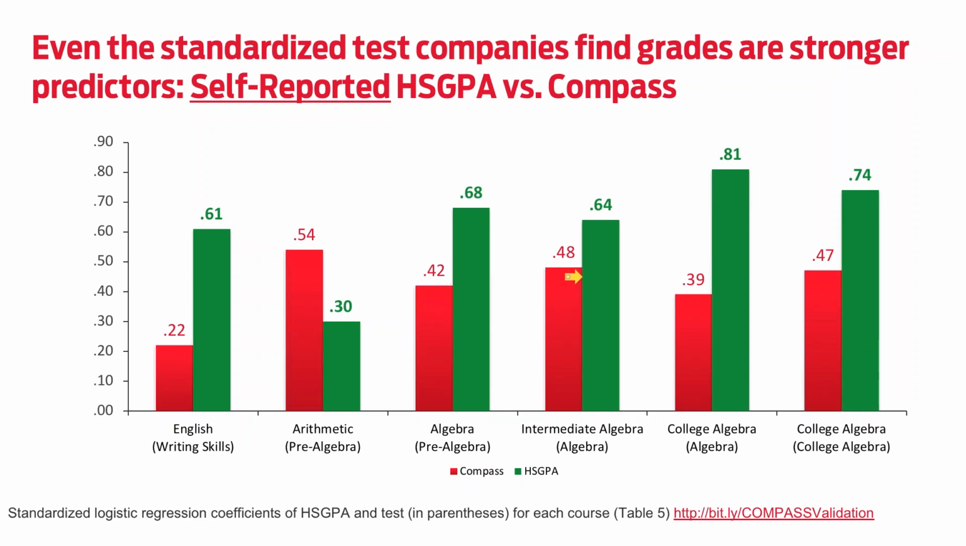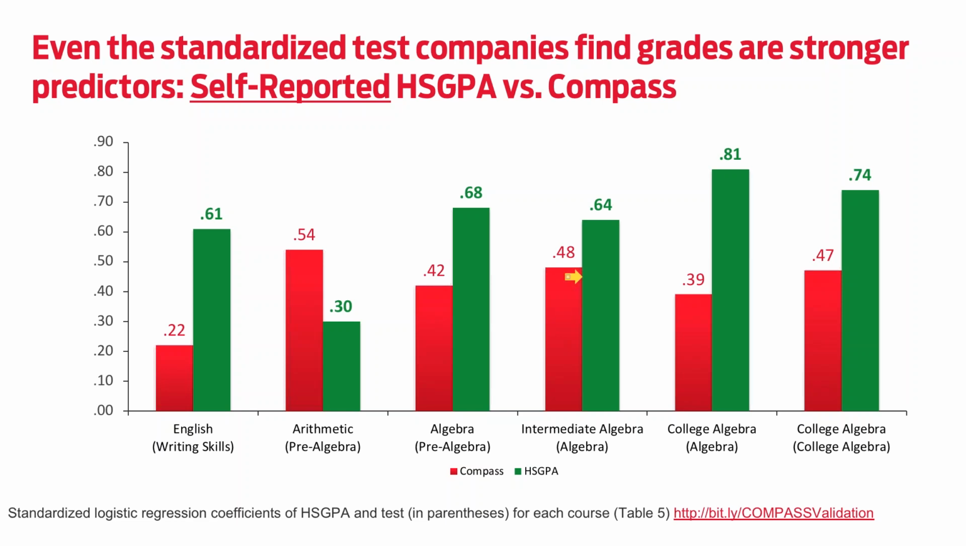There's a lot of things we could talk about. I've talked to some math folks about that. I'm happy to talk about that offline. But you can see high school GPA does better by a long shot at predicting student performance overall than the Compass. And this is what Compass said, right? This is ACT when they're saying you should use our test.